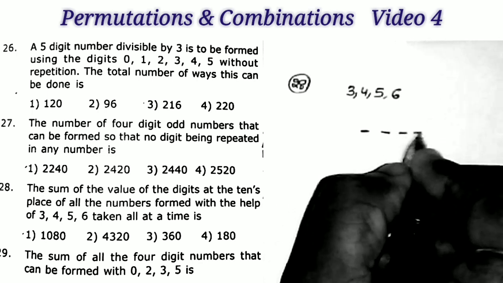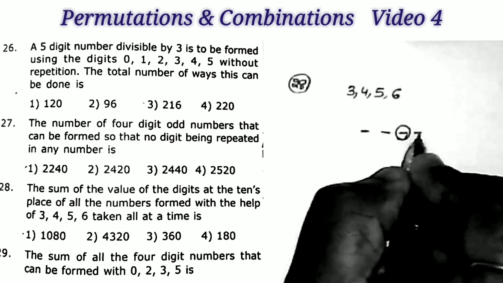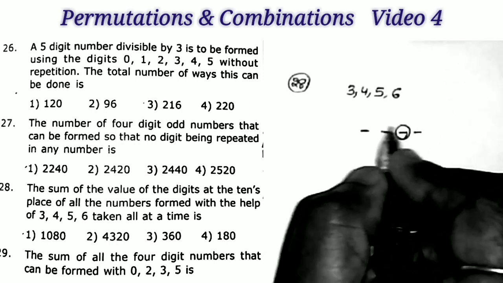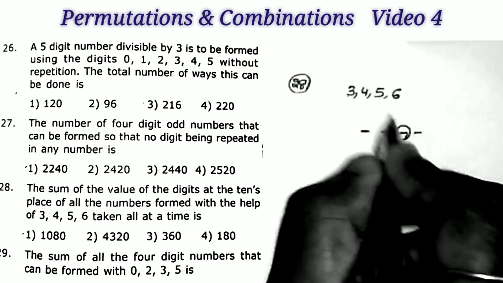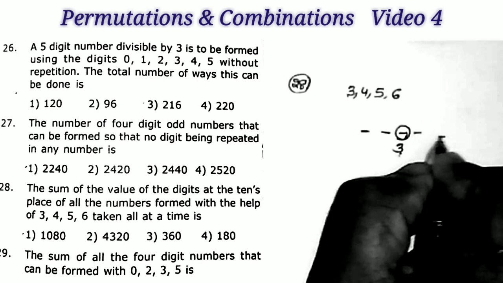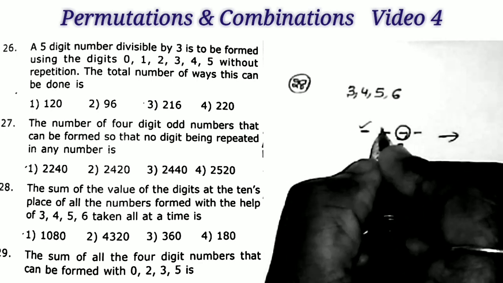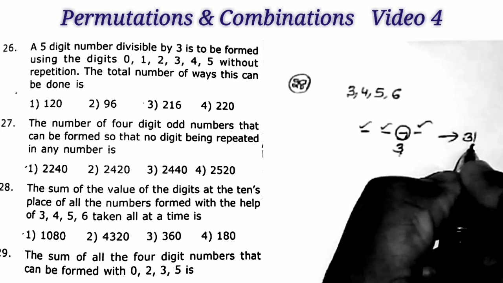Okay, suppose this is the 4-digit number. This is the tens place. So first I place the number 3 at the tens place. Now we can fill the remaining 3 gaps by the 3 numbers in 3 factorial ways.